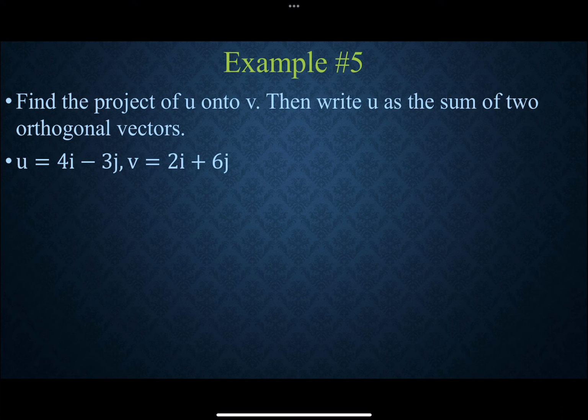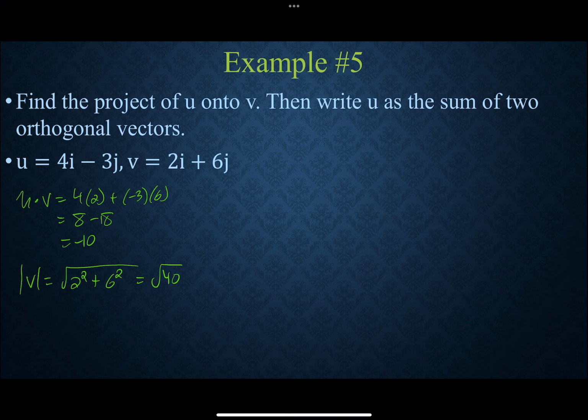So if we take a look at this one right here, we want to find, again, the vector projection of u onto v. Same process, u dot v first. So it's 4 times 2 plus negative 3 times 6. 8 minus 18, we get a negative 10. So this is going to go in the opposite direction then. We have to find our magnitude of v. So it's the square root of 2 squared plus 6 squared, which is root 40. Again, we're going to leave it in the unsimplified form, making our life a little bit easier.